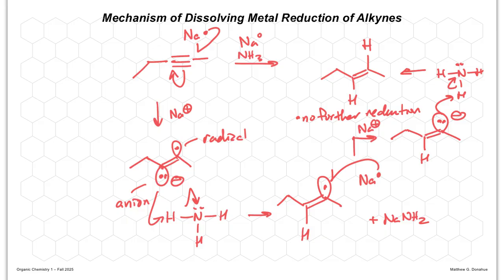So with hydrogen or the equivalent of hydrogen, there's total hydrogenation, partial hydrogenation with Lindlar to give the cis alkene, and then the dissolving metal reduction to give the trans alkene. Any questions before we move on?